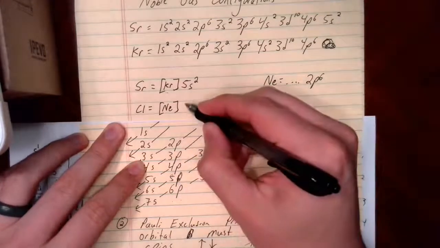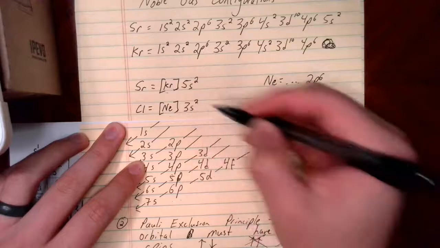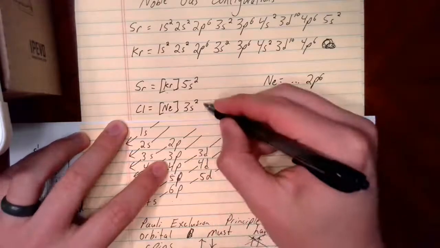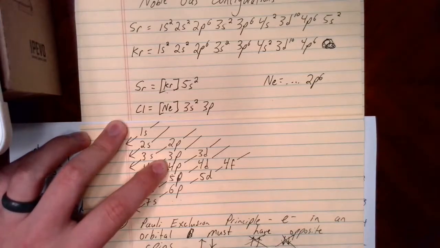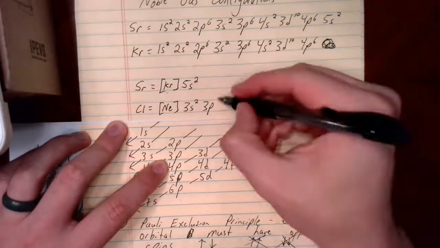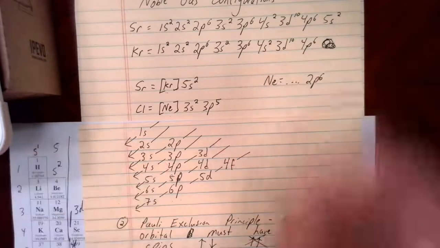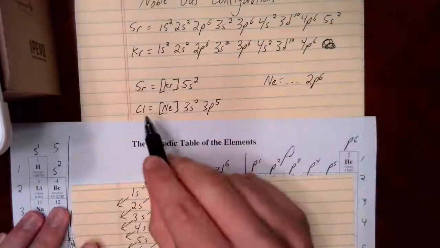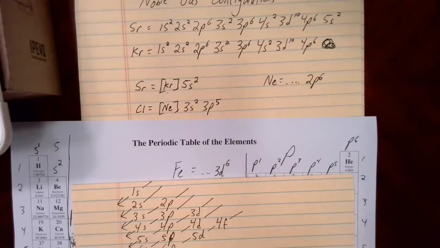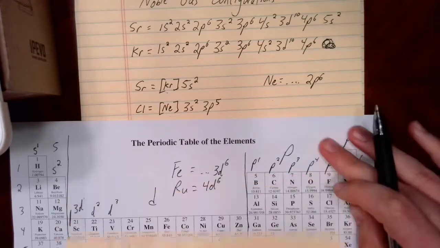So neon includes 2p6. After 2p6, we have 3s2. After 3s2 comes 3p. P can hold 6 electrons, but I only need to add 7 more because chlorine has 17 electrons and neon already had 10, so I can put 3p5. This really is the same thing as writing out the whole electron configuration for chlorine. It just saves us a little bit of work, okay? It's a few less steps.